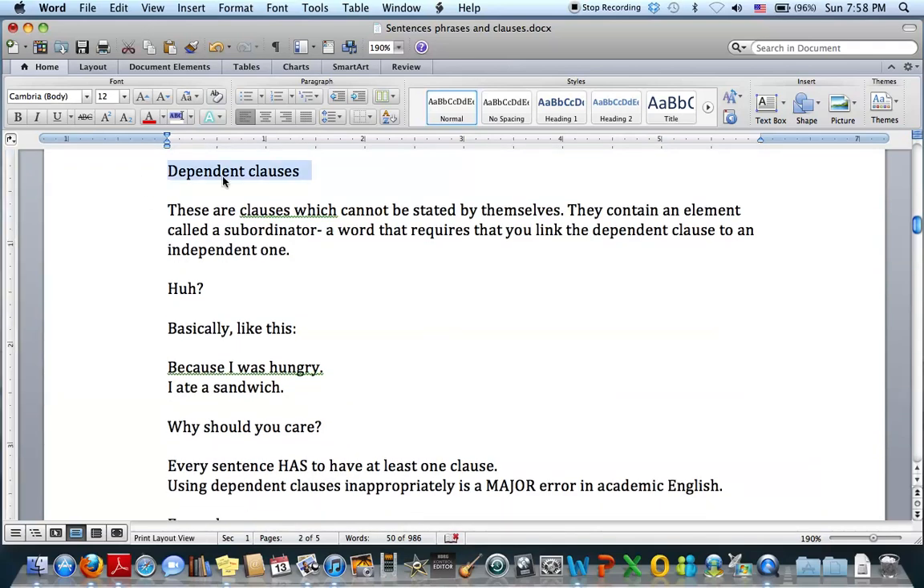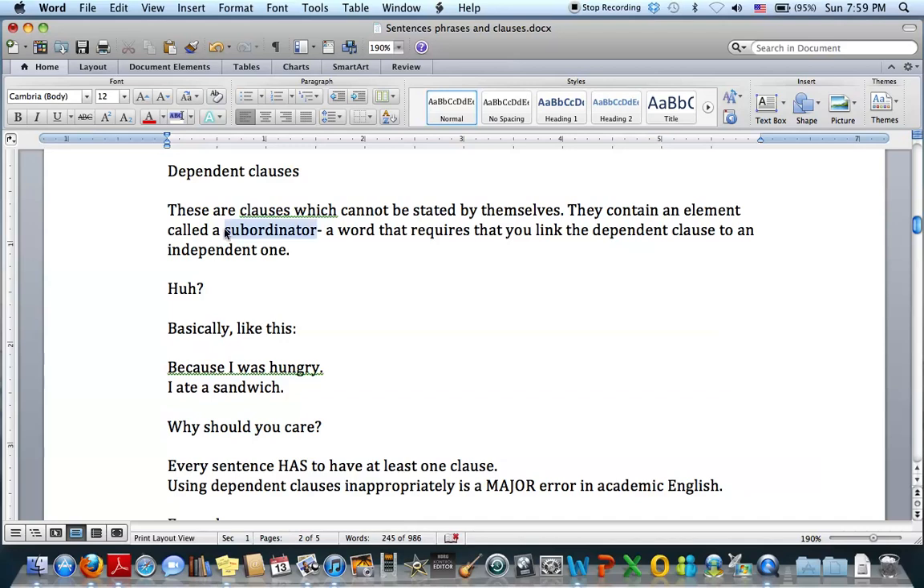Dependent comes from the same root word as depend, because that's exactly what it is. When we say depend, what we're really saying is that existence is determined by something else, or that it's linked to something else. And that's what this means right here. These are clauses which cannot be stated by themselves. They're not independent. They do require help. They contain an element called a subordinator. That's this word right here, subordinator. A subordinator is a word that requires you to link a dependent clause to an independent one.